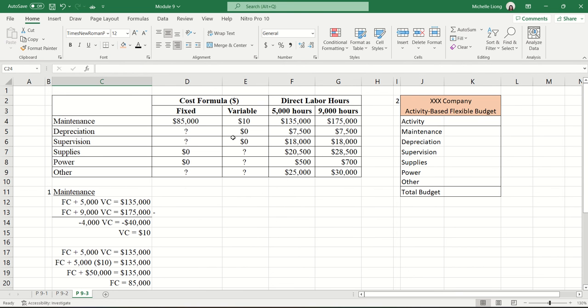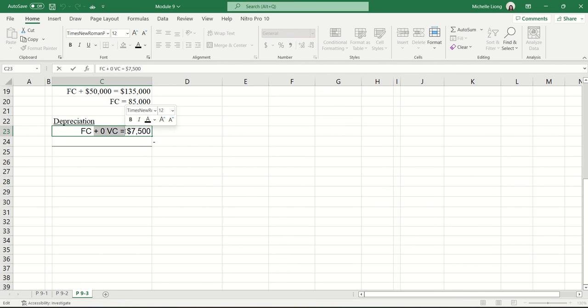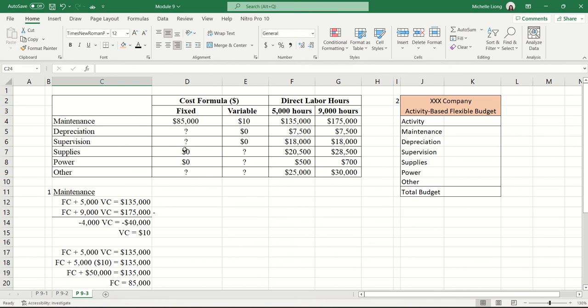And then the same one, this one is 7,500 as well. So FC plus VC is equal to 7,500. And if we calculate 0 times VC is 0, so we can get the fixed cost directly, 7,500. So for this one, we don't need to calculate that much. We just need to insert the statement.